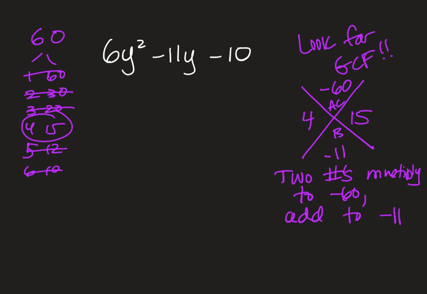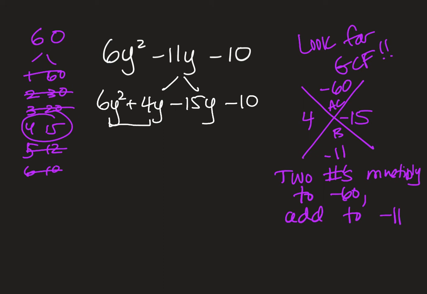And the only way they're going to make that negative 11 is if the 15 is negative and the 4 is positive. And that works for the negative 60 as well, because they multiply to a negative 60. So remember how I'm using this: I'm not just sticking these numbers in the back of my parentheses when I'm factoring. I'm taking this middle term and writing it as 4y minus 15y, which is the same thing as negative 11y. But I created 4 terms so I can do grouping.